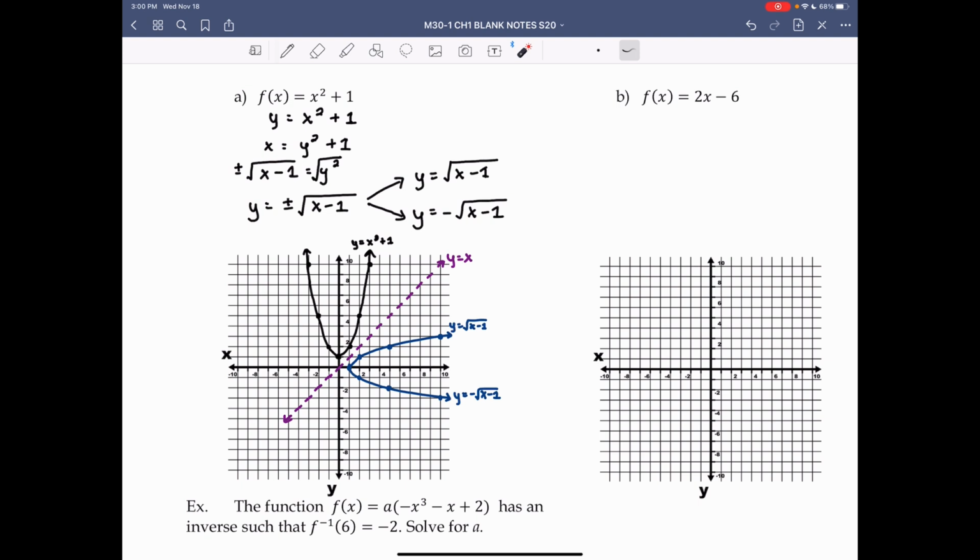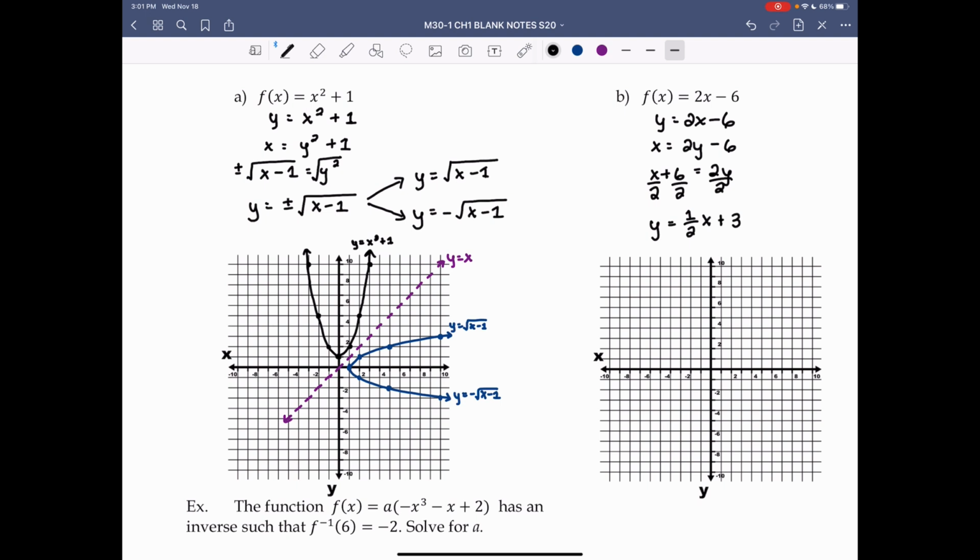B, f of x equals 2x minus 6. We can write it as y equals 2x minus 6. For the inverse, we switch x and y, so x equals 2y minus 6. Then we have to isolate the y, so add 6, we get x plus 6 equals 2y. Divide everything by 2, and we get y equals 1/2 x, or x divided by 2, doesn't matter, plus 3.